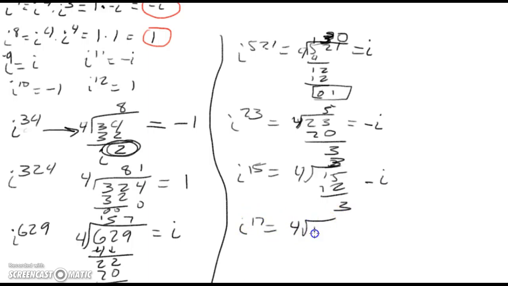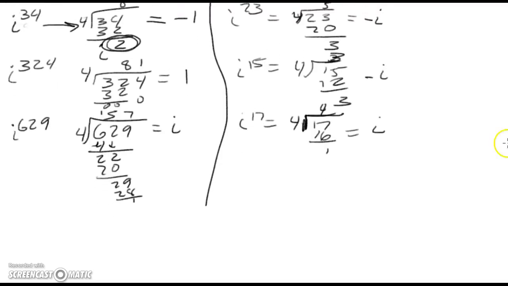How about i to the 17th? Well, 4 divided by 17, goes in there 4 times, which is 16. There's 1 left, which is i. What if I did i to the 18th? Well, i to the 18th is going to be 4 divided by 18. Goes in there 4 times. That's 16. There's a remainder of 2. So that's going to be equal to -1. And again, that's the process you'll go through on the problem set.